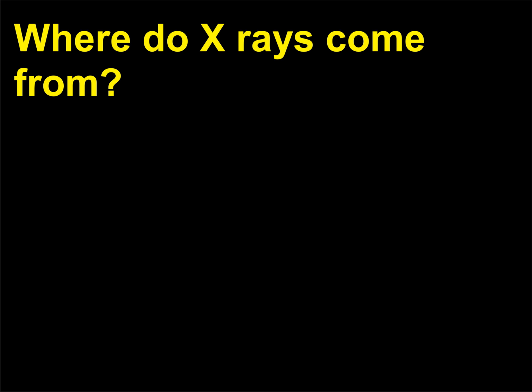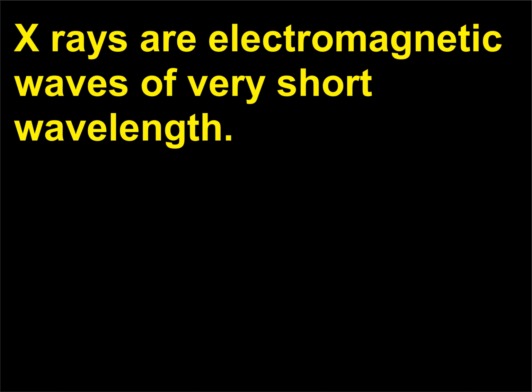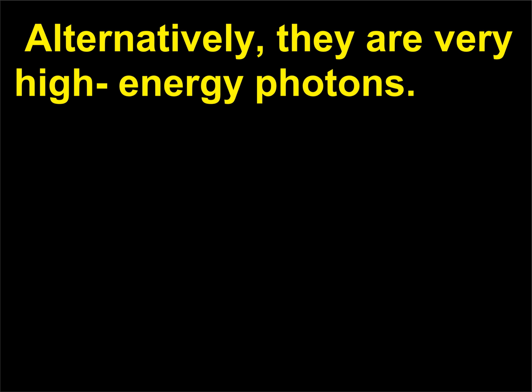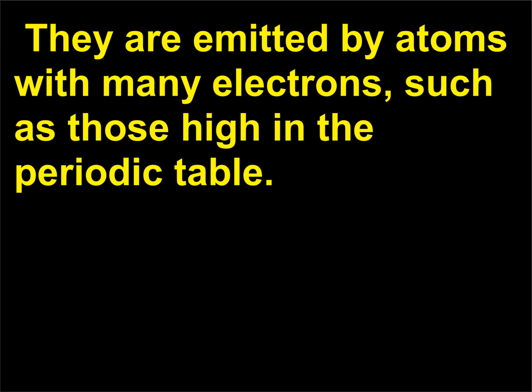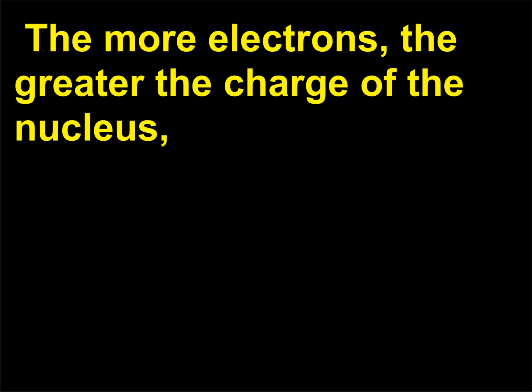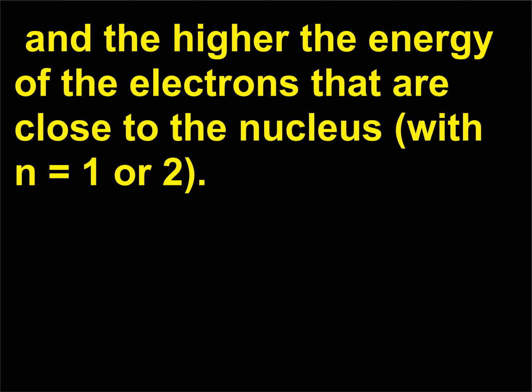Where do X-rays come from? X-rays are electromagnetic waves of very short wavelength. Alternatively, they are very high-energy photons. They are emitted by atoms with many electrons, such as those high in the periodic table. The more electrons, the greater the charge of the nucleus, and the higher the energy of the electrons that are close to the nucleus, with n equals 1 or 2.